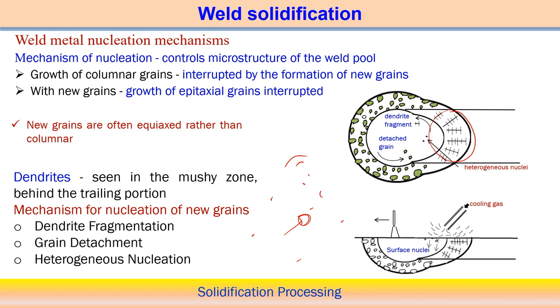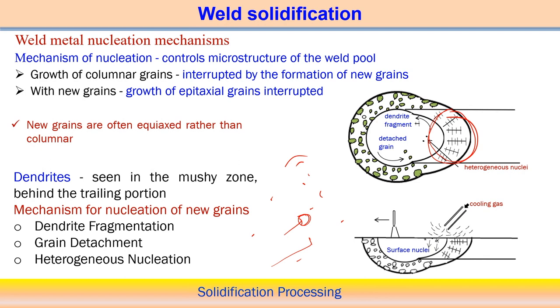No, so here with dendrites, we can see that the dendrite is trying to form the mushy zone, because we observe in the mushy zone there is constitutional supercooling also, and that mushy zone comes from behind the trailing edge. So this part is actually the mushy zone here, and here the mechanism for the nucleation is dendrite fragmentation. So actually dendrites form, then in the presence of the external convective current, that promotes creating some kind of fragmented dendrite.